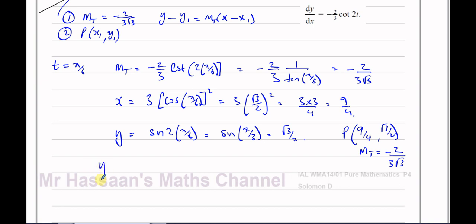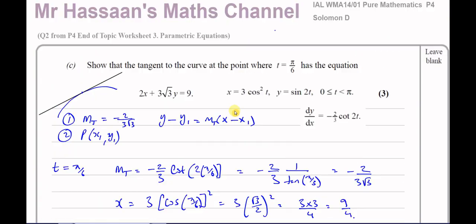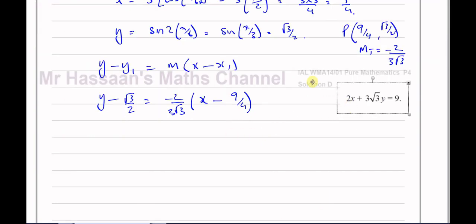So we have y minus y1 equals m times x minus x1. Let's put those values in now and see what happens. So we're going to have y minus y1, which is root 3 over 2, equals m, which is minus 2 over 3 root 3, times x minus x1, which is 9 over 4. Remember, our equation has to look like this in the end. So I'm just going to take that down. We have to make this become that, basically. We have to show that this is the equation.